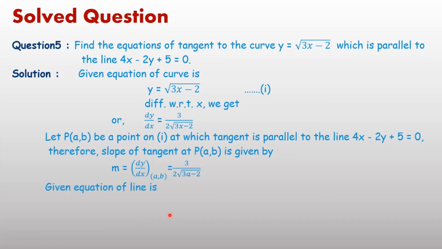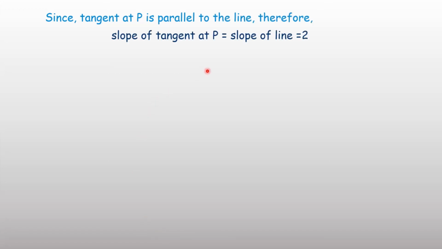Now the given equation of the line 4x - 2y + 5 = 0, converted into the form y = mx + c, gives the slope of the line as 2. Again, since the tangent is parallel to the line, the slope of the tangent equals the slope of the line. Both are equal to 2. In this pattern, the slope of the tangent at the given point is 2. But we have already calculated the slope of the tangent at the point as 3/(2√(3a - 2)) = 2. Cross multiply.